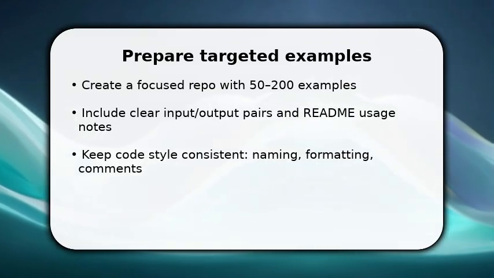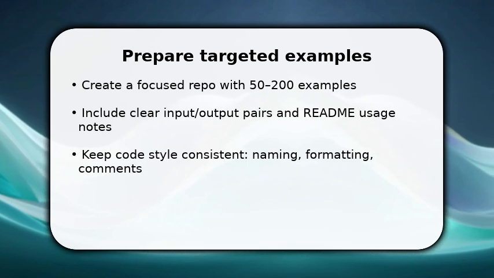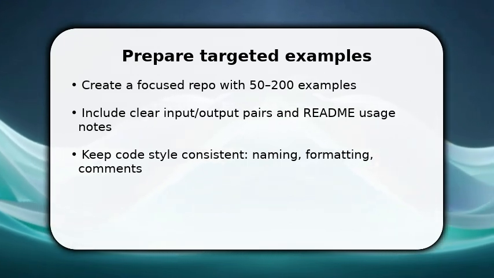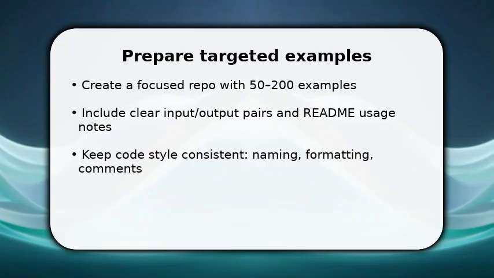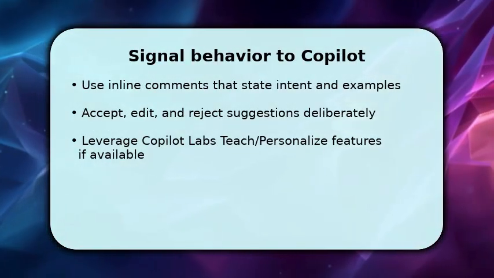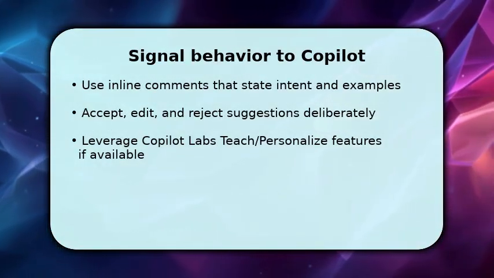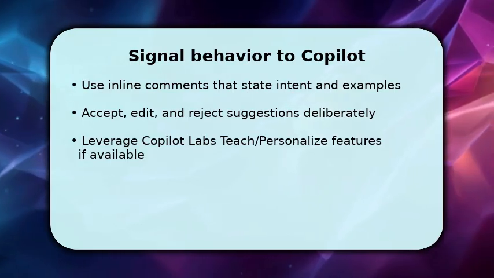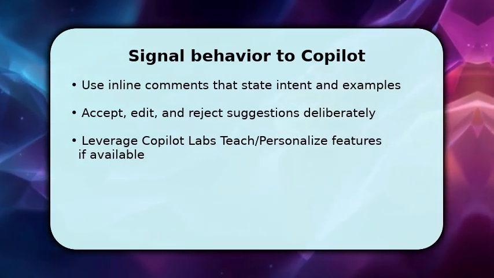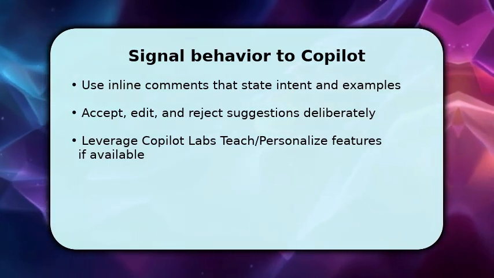Commit and push, then use branch naming to mark it as training examples, so you can iterate without polluting main work. Next, you teach Copilot by signal, not guesswork. Insert explicit comments that state intent, constraints, and examples above functions. Those comments act as prompts when suggestions are generated.